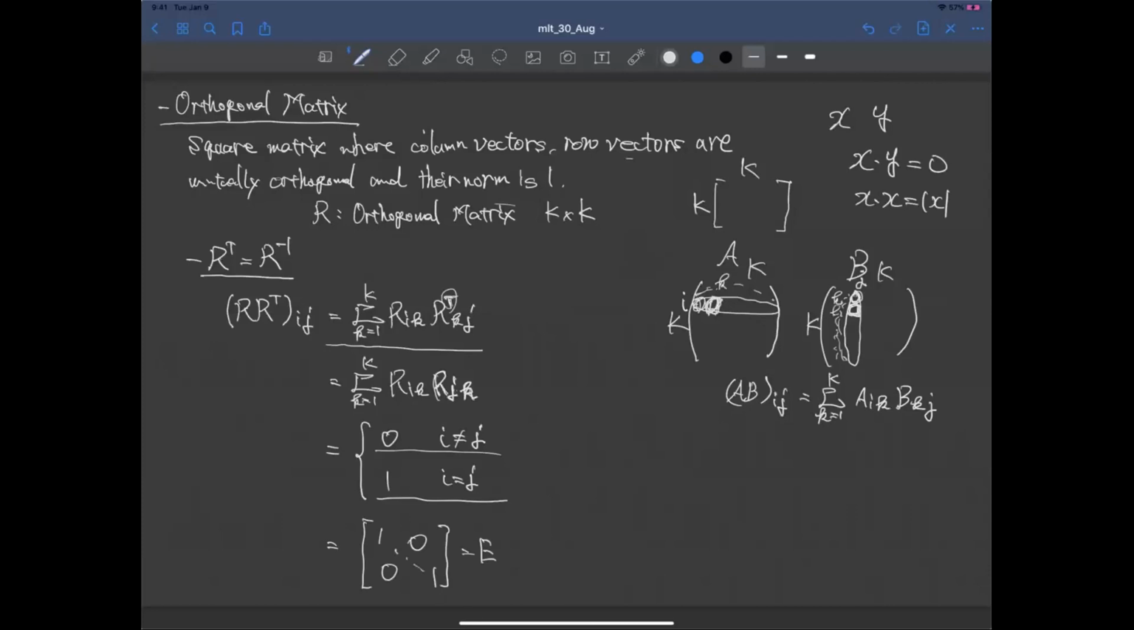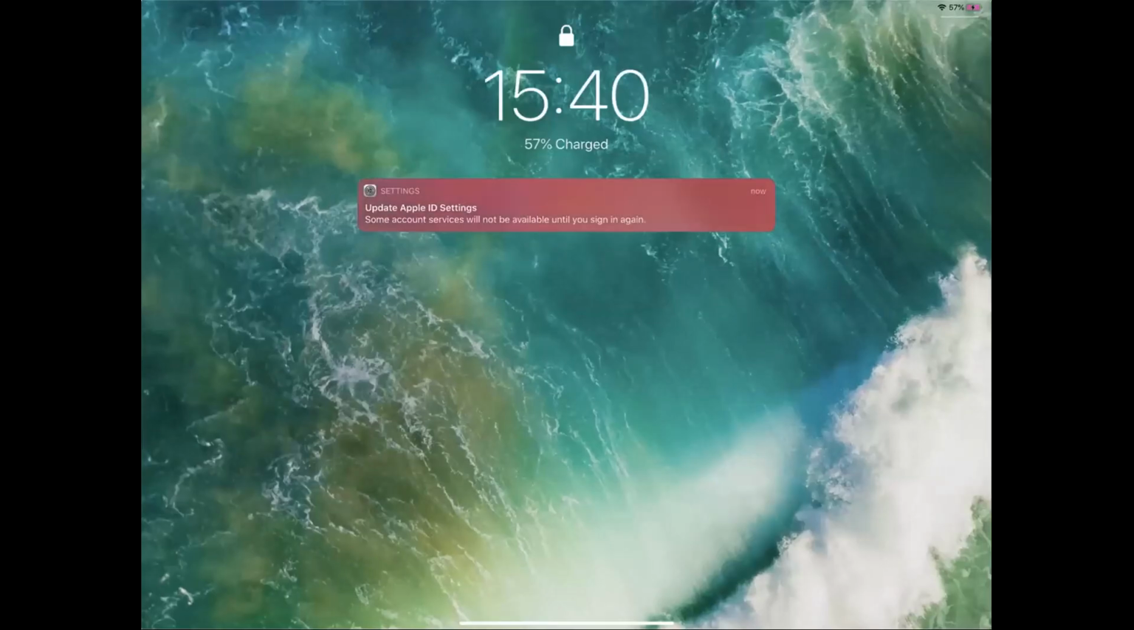So therefore, now we can see R times R transpose equals the identity matrix. Then actually in the same way, we can say this is also the identity matrix.